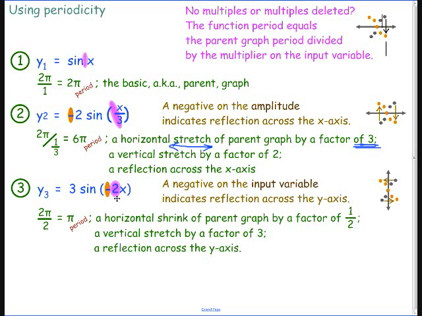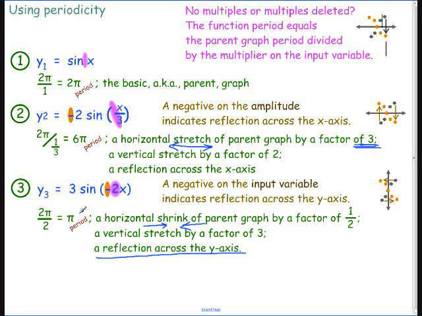A negative on the input is very different than having a negative out here. It's a negative within the operation. That's going to reflect across the y-axis. So what's happening? We get a horizontal shrink when we double the frequency. The period's only going to be half what it was.